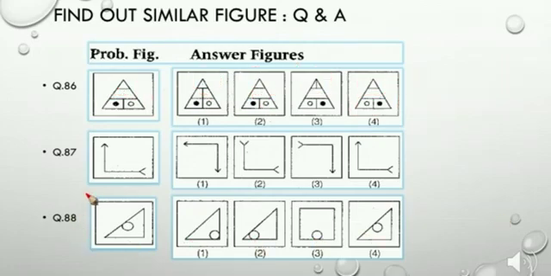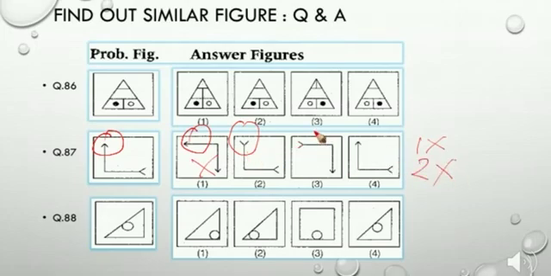Let's go to question number 87. Let's check for this portion. This portion is missing in option 1. Let's check for option 2. This portion in the problem figure and in this option number 2 is not the same.